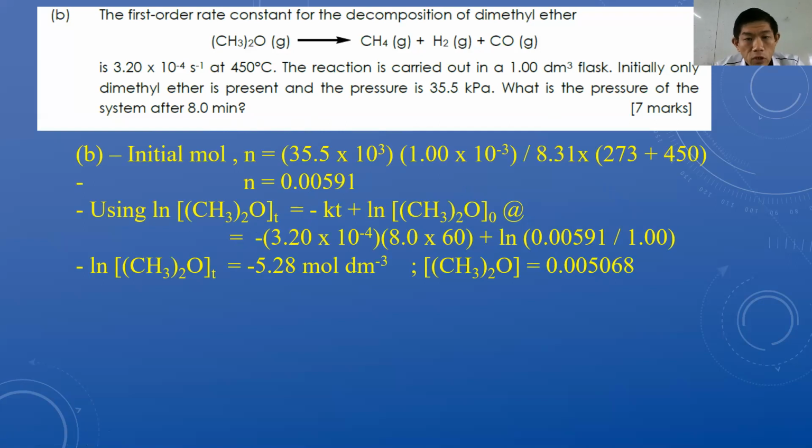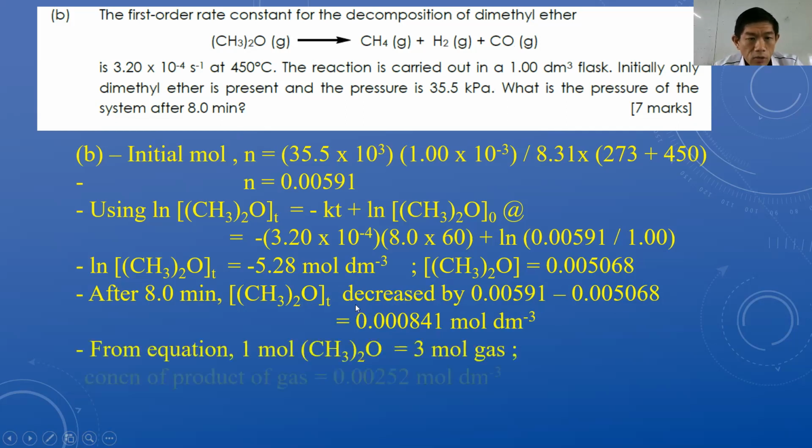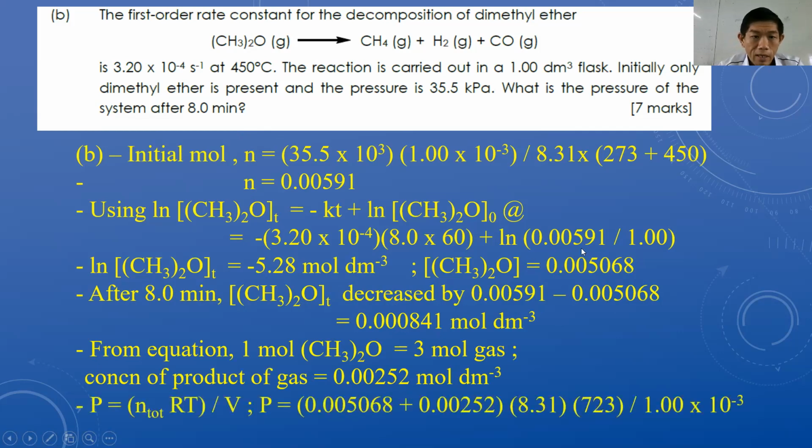Then after you get your concentration at 8 minutes, you calculate how much of the concentration has decreased. Here, if you look at the equation, 1 mole of gas produces 3 moles of other gases, CH4, H2, and CO. So after 8 minutes, the dimethyl ether decreased by how much? You decrease by 0.00841. Since stoichiometrically 1 mole of gas converts to 3 other moles of gases, you get your total product of the gases is 0.252 mole per decimeter cube. Then you have to add up the remaining dimethyl ether, because this is also a gas, don't forget.